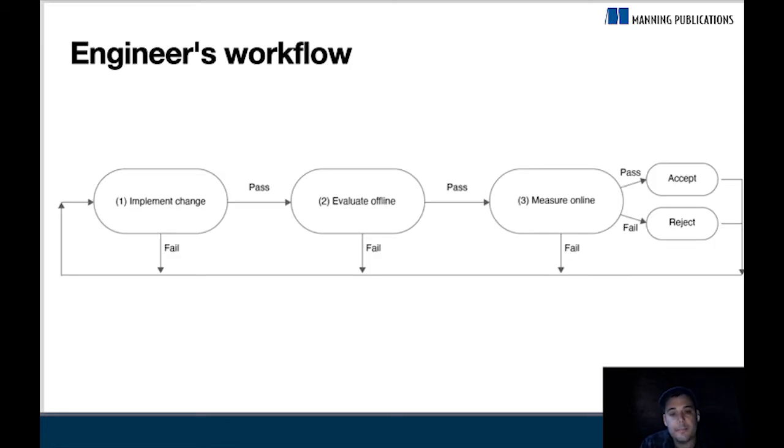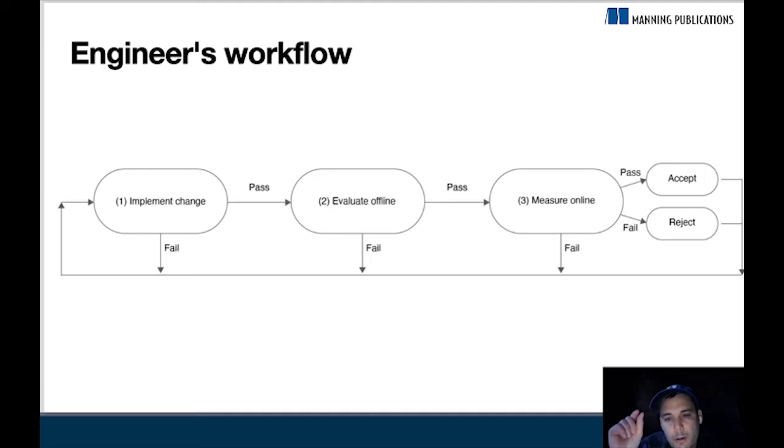The way I think about it is this. You start out with ideation, step one here, as an engineer, and your idea gets implemented as some change in the system. If it looks good, it's bug-free, passes maybe some software quality tests, then it moves on to step two, where it gets evaluated offline.